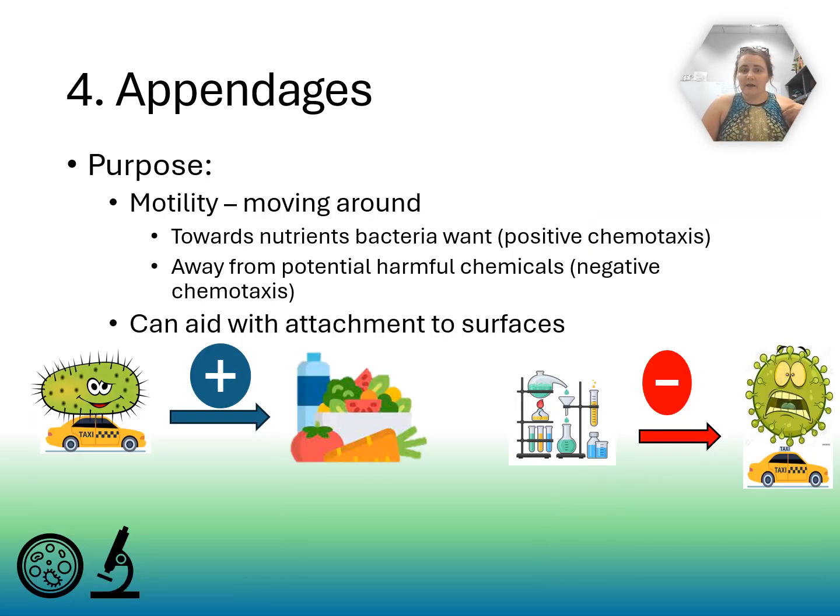And appendages are really about motility, right? Moving around. So you can have what's called positive motility, which is moving towards nutrients, or you can have negative motility to move away from harmful chemicals. So what's on the left here is a happy bacteria moving towards its nutrients. That's positive motility. Or you can have negative motility, an organism fleeing away from these harmful chemicals. And your appendages are also great for attachment to surfaces. So sometimes we look at these structures when we're worried about biofilm formation.